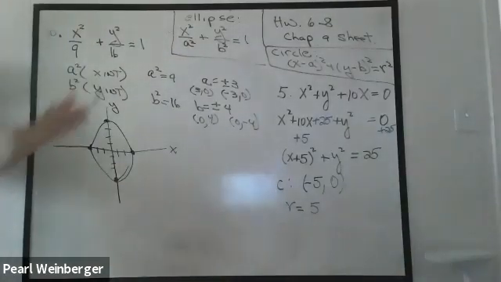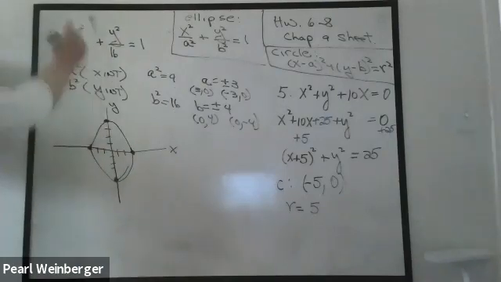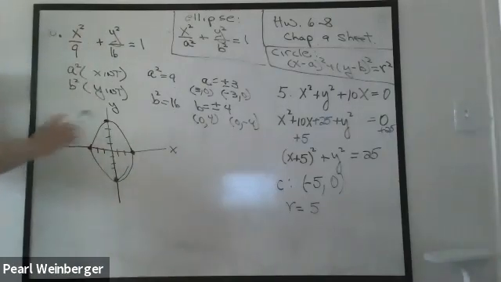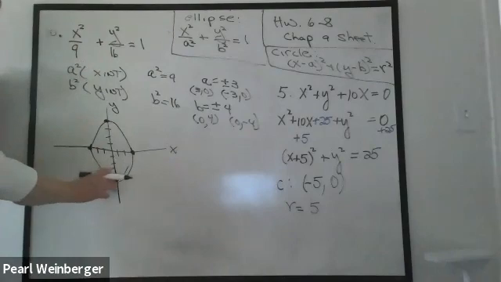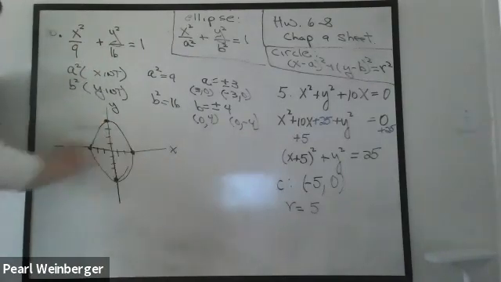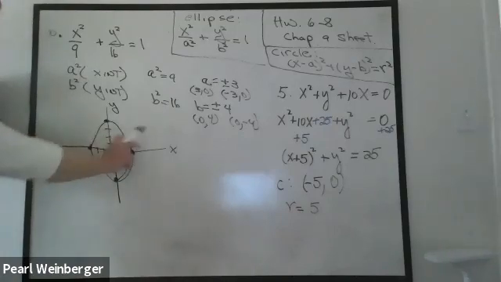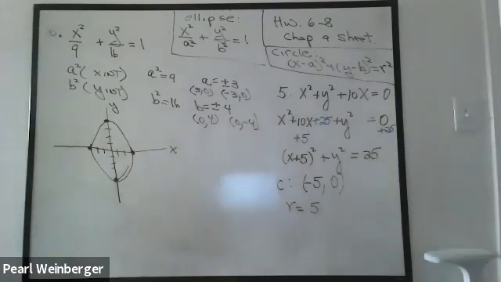Again, the major axis is along the y-axis. It's going from -4 to 4. The minor axis is along the x-axis going from -3 to 3. So the length of the minor axis is 6.